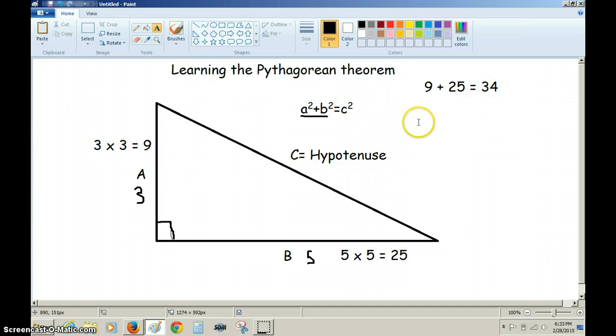34 is not equal to C. Because would that make sense? A is equal to 3 miles, let's say. B is equal to 5 miles, let's say. Would C really be 34 miles long this way? That would not be right. I already showed you how much bigger it really was, so that wouldn't make sense. But the Pythagorean theorem is correct because it said A squared plus B squared is equal to C squared.